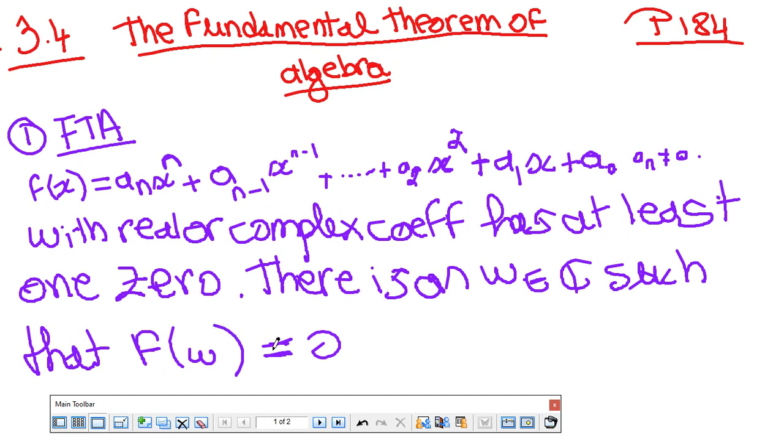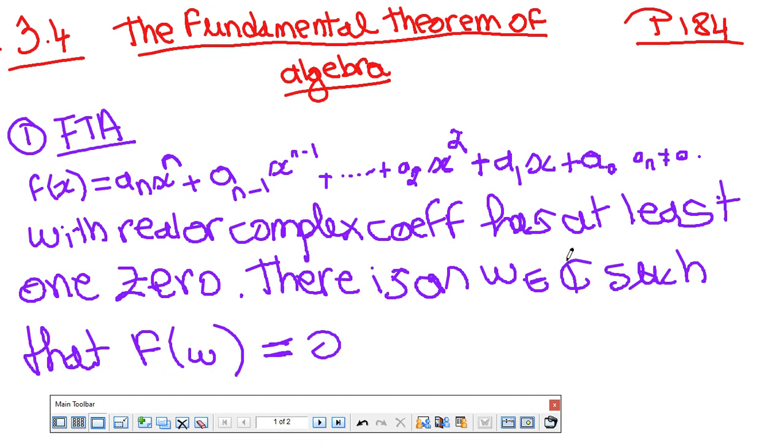So we have at least one zero such that f of w is equal to 0 and w belongs to C, the complex numbers. And when I say w belongs to the complex numbers, you're going to tell me it means all the time we have a complex. Can I have sometimes just real numbers? We need to think about that.